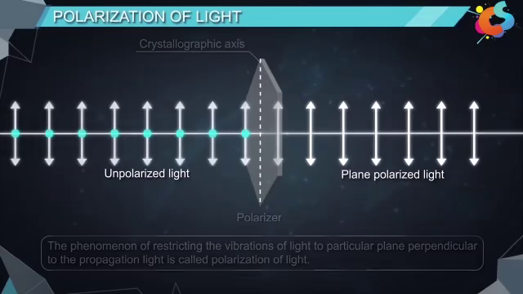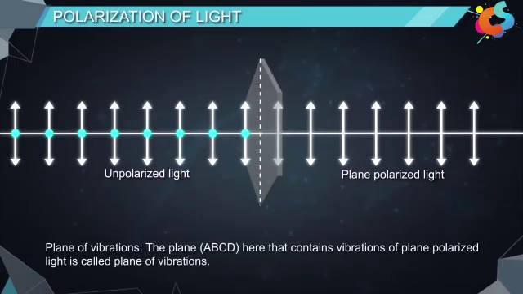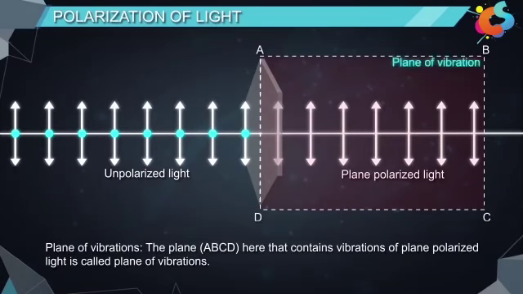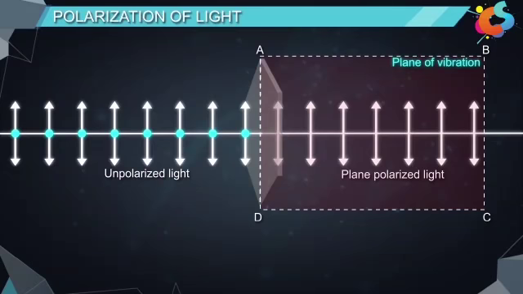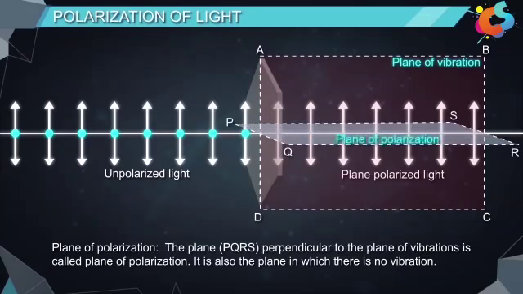The phenomenon of restricting the vibrations of light to a particular plane perpendicular to the propagation of light is called polarization of light. Now, let us learn about two important terms used in this topic. One, plane of vibration. The plane ABCD here that contains vibrations of the plane polarized light is called the plane of vibration. Number 2, plane of polarization. The plane PQRS perpendicular to the plane of vibration is called the plane of polarization. It is also the plane in which there is no vibration.